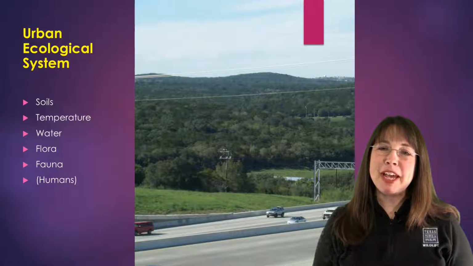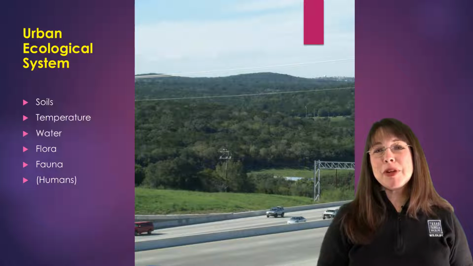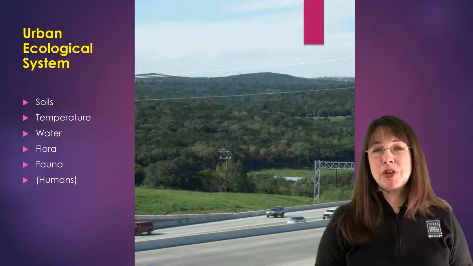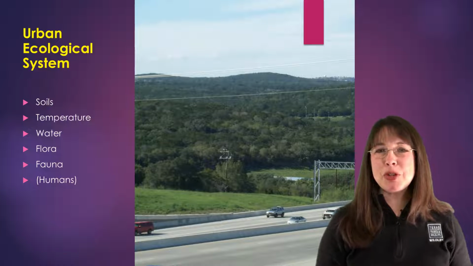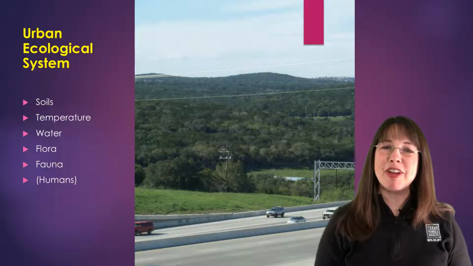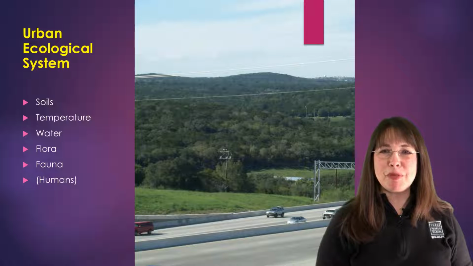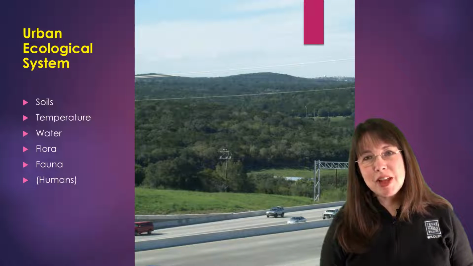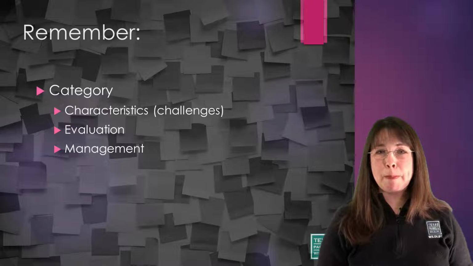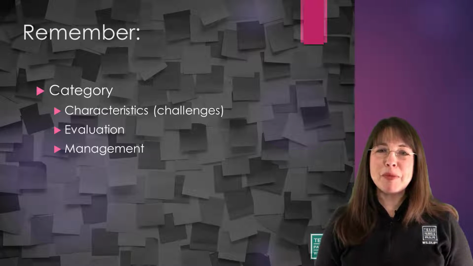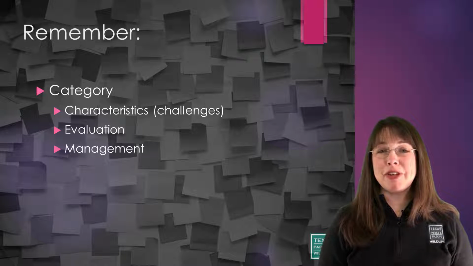Ecological systems can be categorized by their biotic and abiotic components. Some of these components include the soils, temperature, water, flora, and fauna of the area. And I also add humans too, even though they could technically be considered fauna, because in urban ecosystems, humans have a very large impact, not only on the ecosystem itself, but every other factor that contributes to the ecosystem as well.